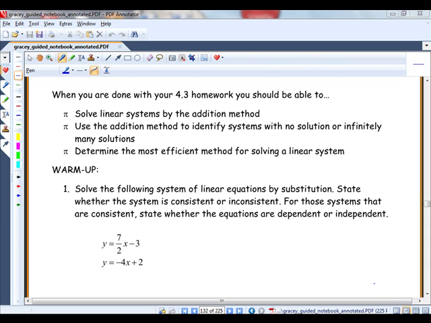Today we'll be solving linear systems by the addition method, using the addition method to identify systems with no solution or infinitely many solutions. And we also want to decide, what's our favorite way? What is the best way to solve these different systems? It usually varies depending on how the system is set up. Let's get all warmed up. Go ahead and pause the movie and do this warm-up problem.